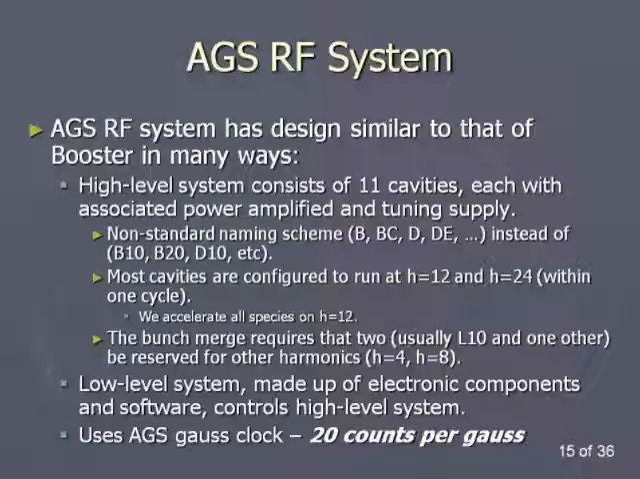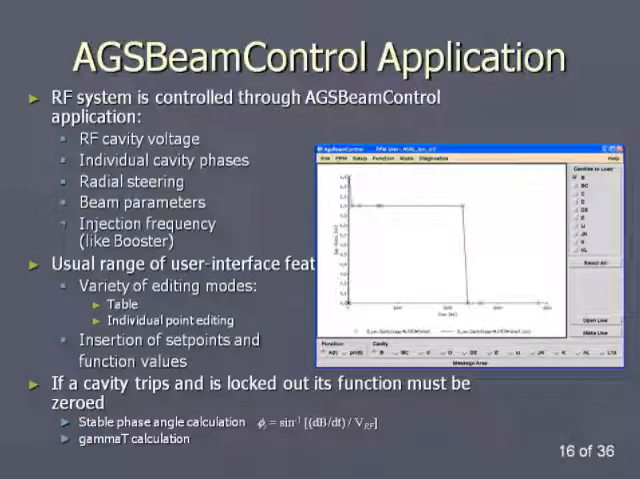So that's the rundown of the high-level system, and then as usual, there's a low-level system that runs all these things, right? It provides the functions, calculates frequencies, performs synchro, and drives the high voltage on those cavities. Similar to the booster beam control application, we have the AGS beam control application. Actually, not similar to booster beam control, right? Booster beam control we typically only use to control beam parameters, like injection frequency and that stuff, and we control everything else with Barfwig. This is more like Barfwig than booster beam control.